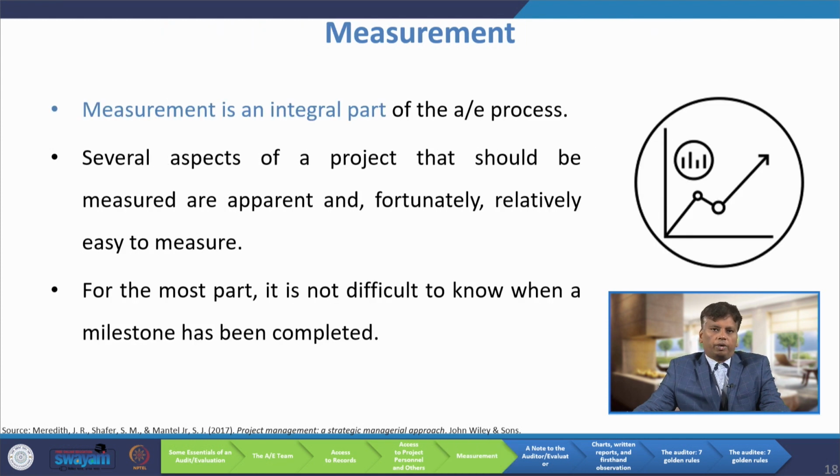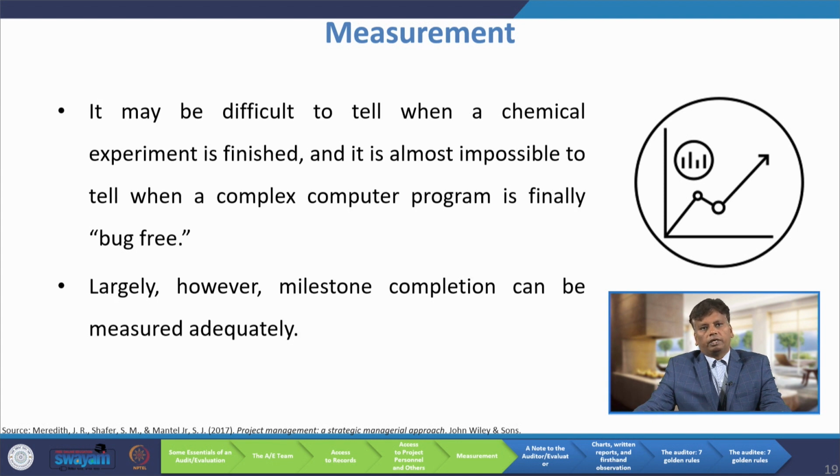Next, we will discuss measurement, because measurement is an important aspect before going for auditing. Then only we can say whether there is a deviation from the baseline or not. So, measurement is an integral part of the auditing process. Several aspects of a project that should be measured are apparent and, fortunately, relatively easy to measure. For the most part, it is not difficult to know when a milestone has been completed, because these things are very easy to measure. It may be difficult to tell when a chemical experiment is finished, and it is almost impossible to tell when a complex computer program is finally bug free. So, largely, however, milestone completion can be measured adequately.